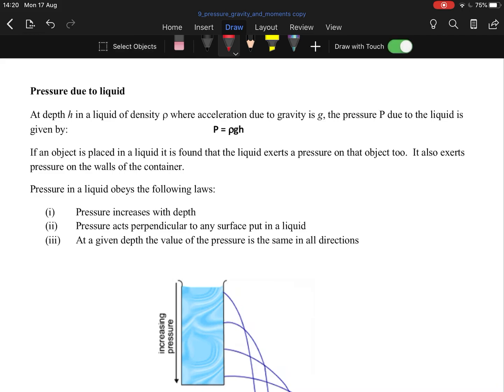Pressure due to a liquid. We include a new thing. We have density, gravity, and height. Obviously the depth, the density of the liquid, and the gravity. Hence why if you go underneath the water, the pressure builds really fast, because the density of water is a lot more than the density of air.